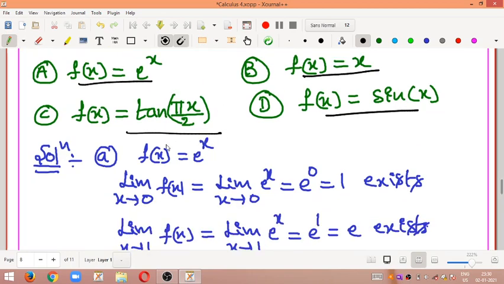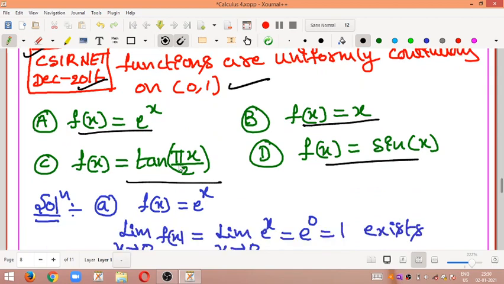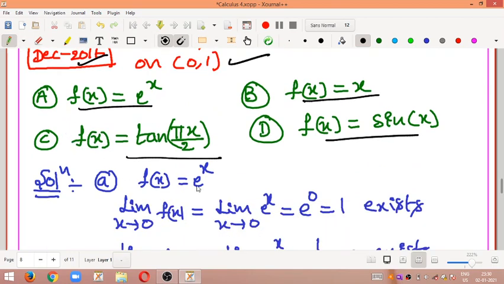We want to check it by the shortcut method. So here, option A, f(x) = e^x. We know that the exponential function e^x is always continuous. So according to this, by the shortcut method, the first step is satisfied under this interval. That's why this exponential function is continuous.